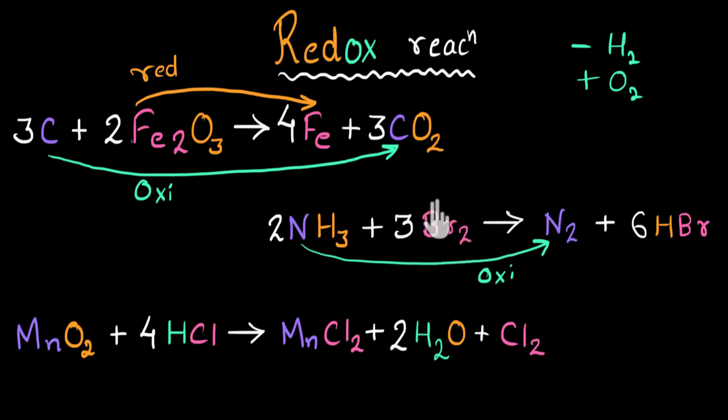Now if you focus on bromine, to begin with, it wasn't combined with anything. But after the reaction, hydrogen is combined with bromine. Hydrogen gets added to bromine. So over here, since hydrogen gets added, this will be called reduction reaction. Bromine is going under reduction reaction. And since both are happening in the same reaction, we will call this redox reaction.